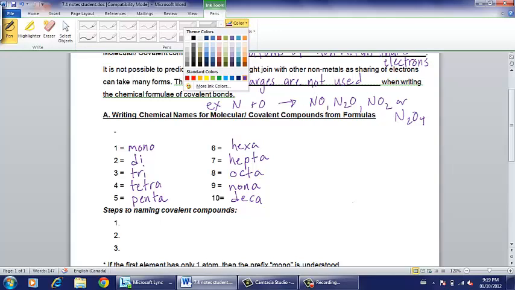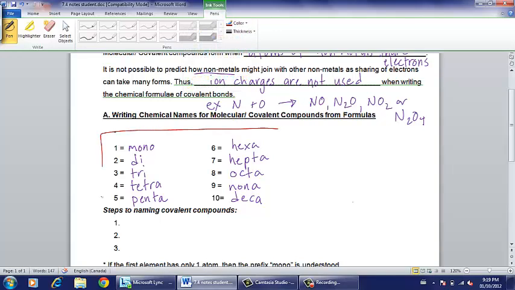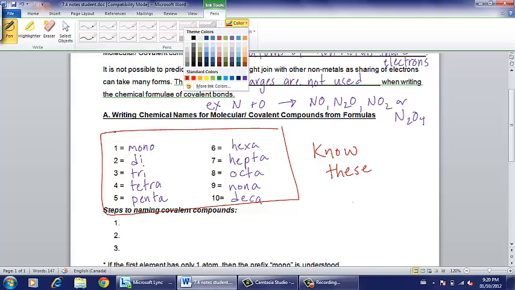I'm going to circle these and highlight that you must know these. The last 6 aren't as common, but we're definitely going to be using the first 5 quite a bit, and you will encounter all of them.